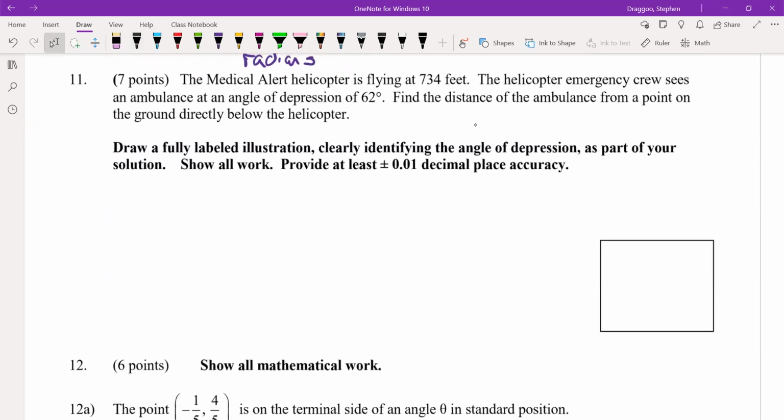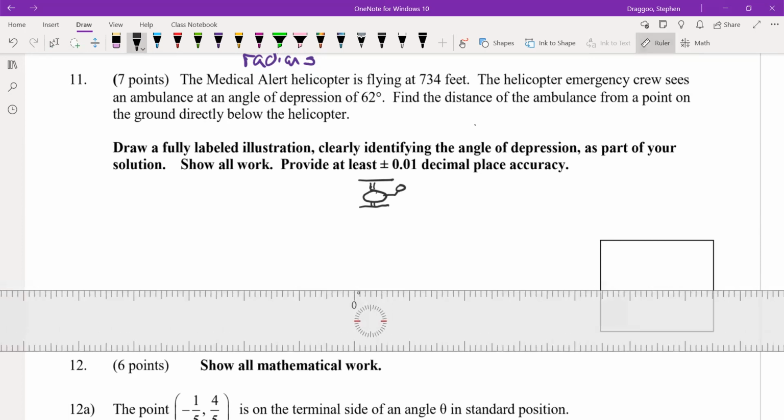Right, and then up next, we have a medical alert helicopter flying at a given height. Helicopter emergency crew sees an ambulance at an angle of depression of 62 degrees. Find the distance of the ambulance from a point on the ground directly below the helicopter. So let's do that. We've got a helicopter, flying up in the air.